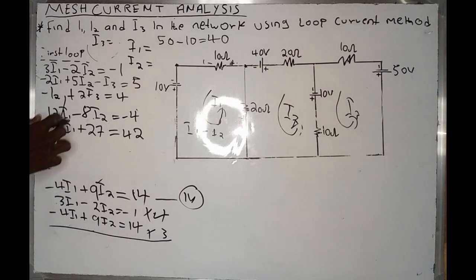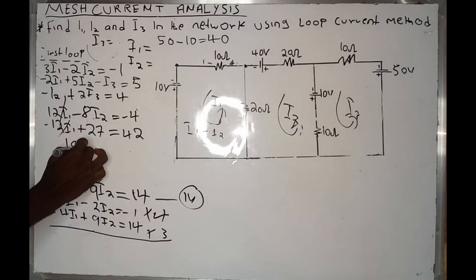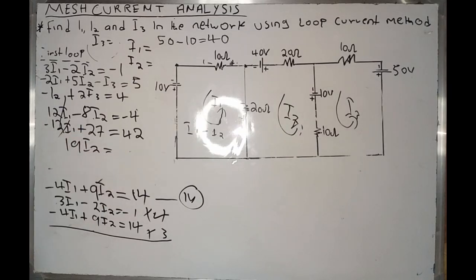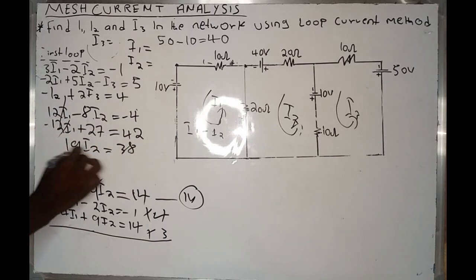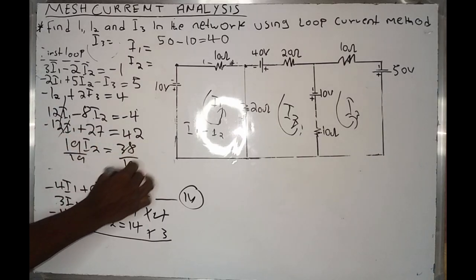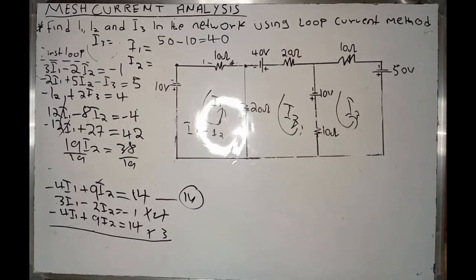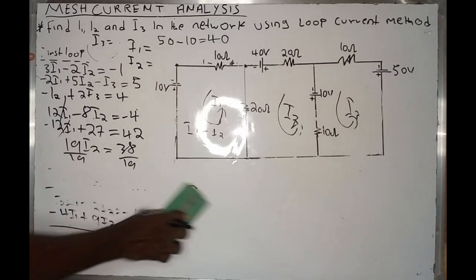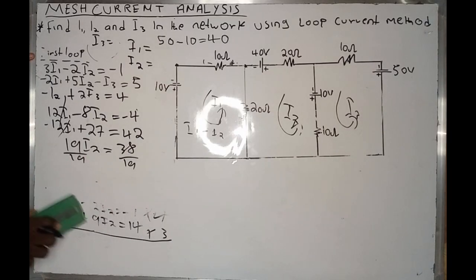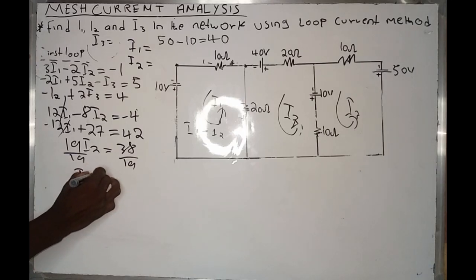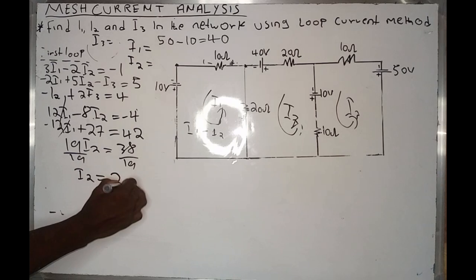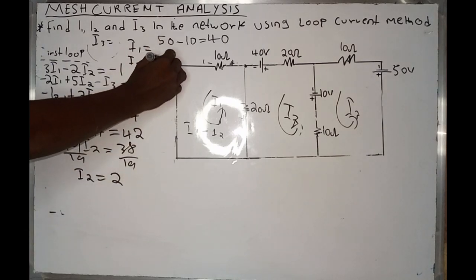So therefore 12 I1 are cancelled, and therefore minus 8 plus 27, I'm having 19 I2, which is equal to minus 4 plus 42, I'm having 38. If you divide both sides by 19. So therefore, the value of I2 should be equals to 2. So therefore I2 is 2.